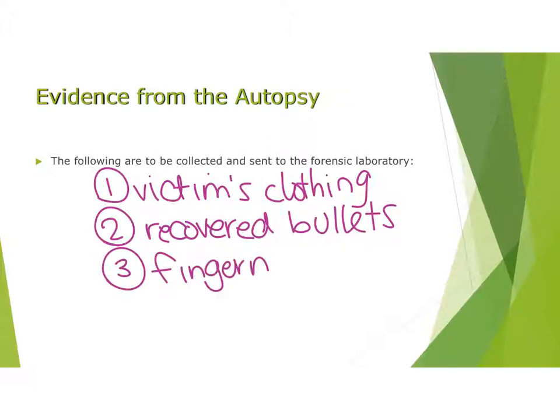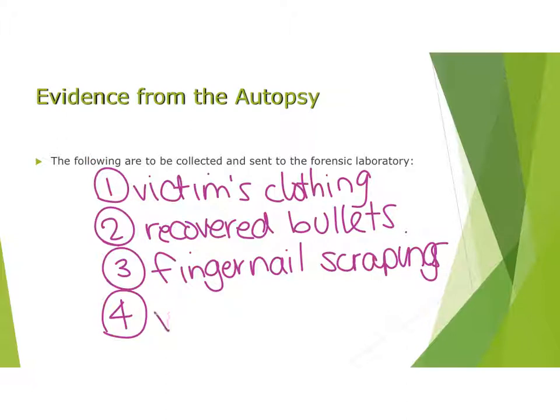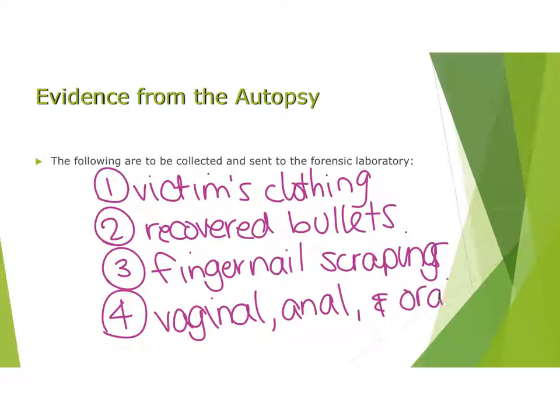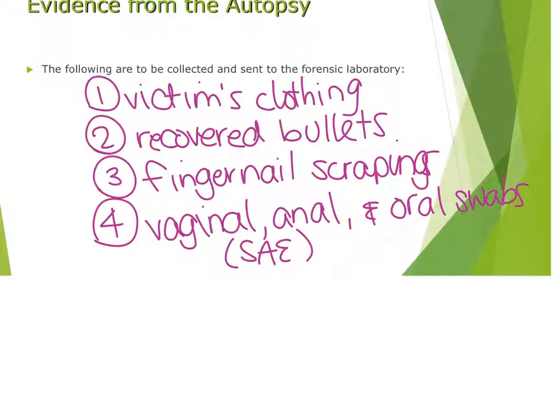They might take the fingernail scrapings. Body fluids. So body fluids, specifically, they're going to be looking at vaginal, anal, and oral swabs. And these are most often done as part of your sexual assault examination, the SAE. But that's not the only swabbing we'll be doing. We'll be doing that cheek swab.